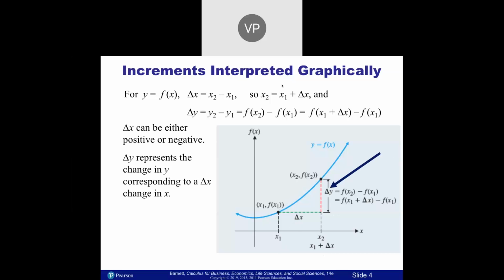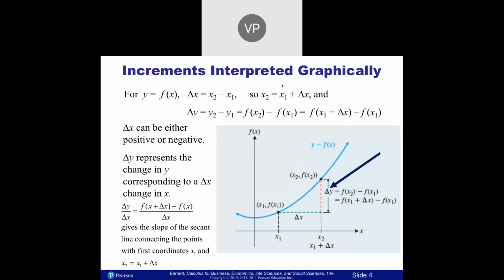Okay, so a couple important things. Your delta x can either be positive or negative. This was represented by the change in y corresponding to a delta x change in x. So just like you can have slopes that go up and down, you can have changes that go up and down. Same kind of thing. Whatever your first point is, and whatever your second point is, you take those two and you plug them in, and that's how you're going to get your delta x and your delta y. Okay, so like I mentioned, it gives you the slope of that secant line that connects those 2 points right there.